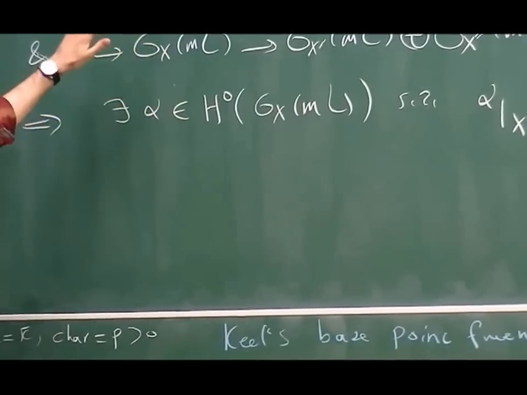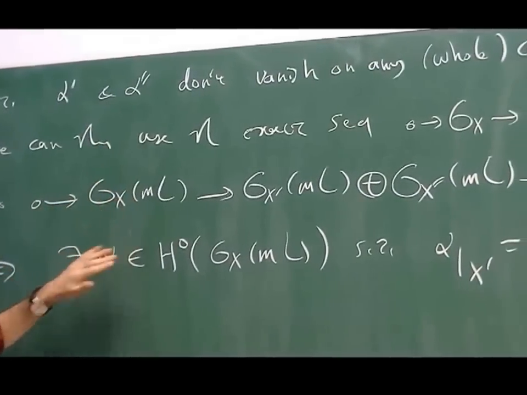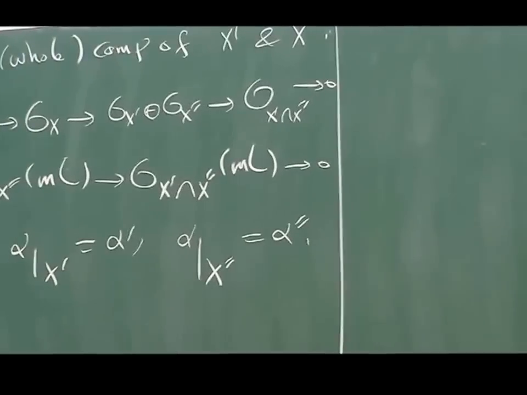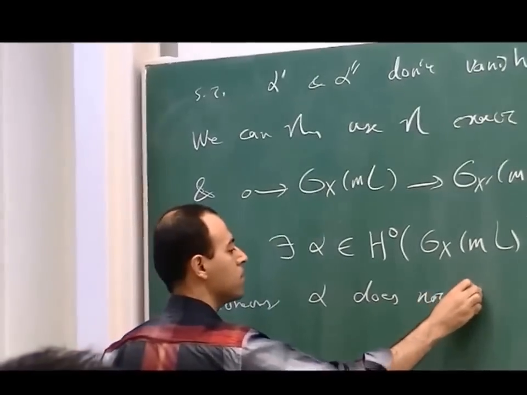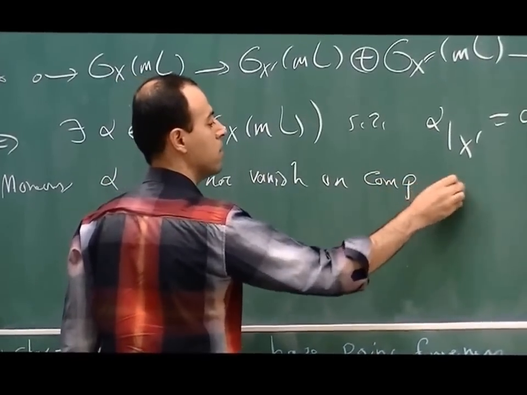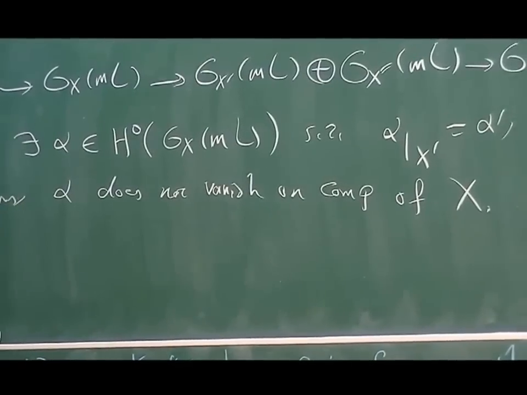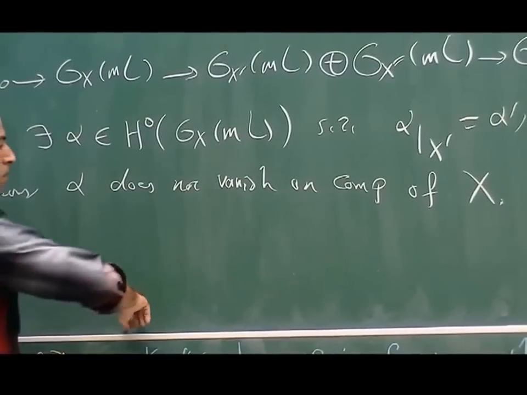Okay. And because I assume that these sections don't vanish on any whole component, the same is true for alpha. So here I can say that alpha does not vanish on any component of X. Of course, it could vanish on certain sub-varieties or something, but not on a whole component.